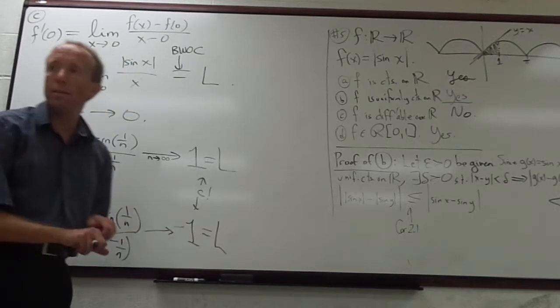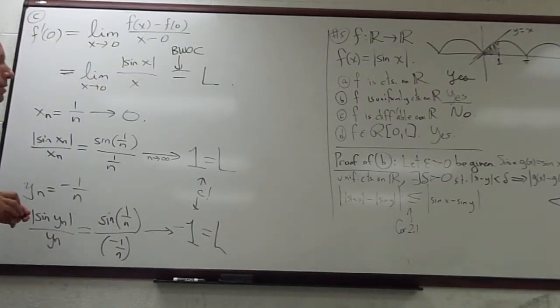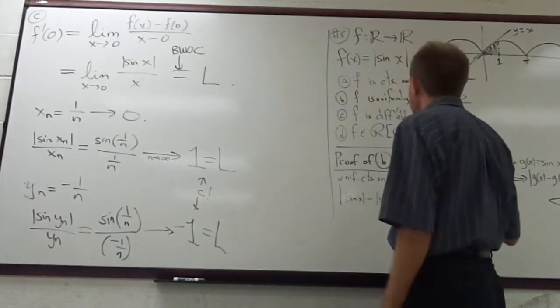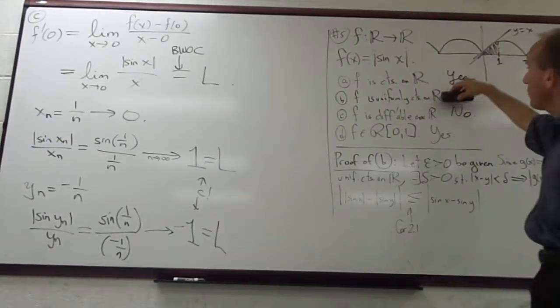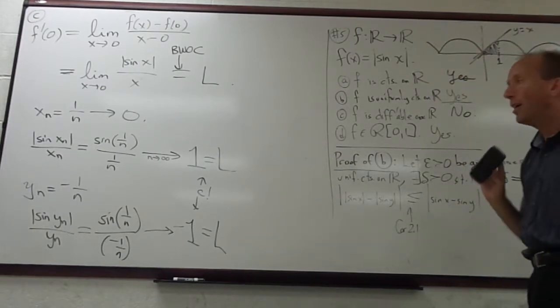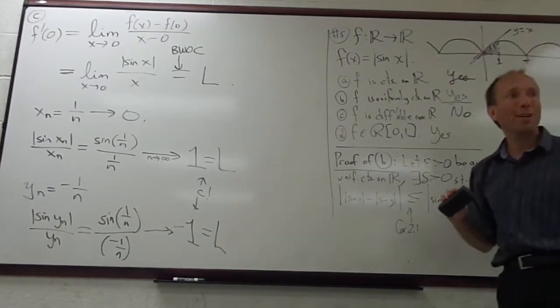Make sense? Okay, super. So it is uniformly continuous and continuous on R, but it is not differentiable on R. Any questions so far?